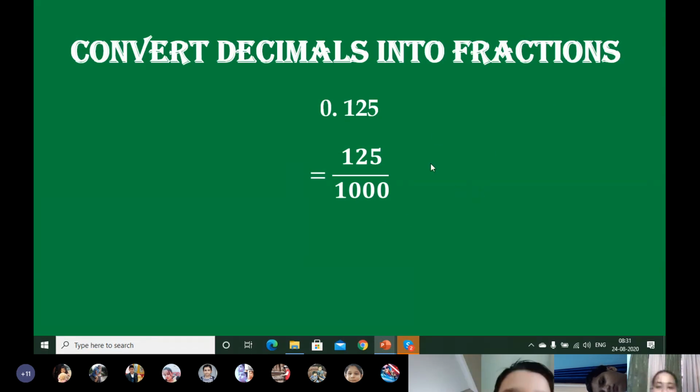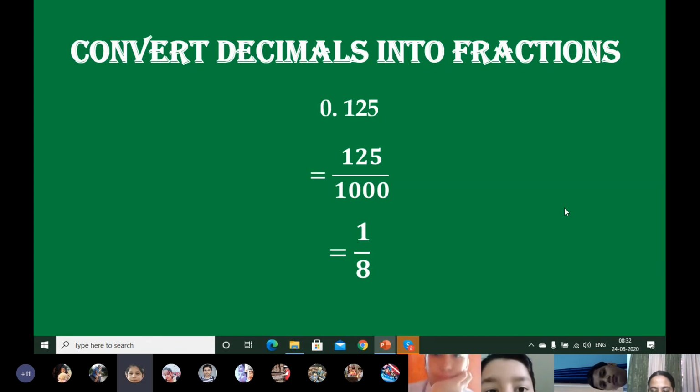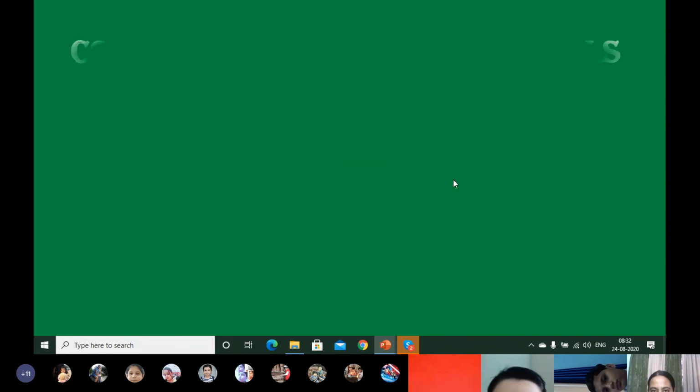So let me help you. 125 into 8 gives 1000. मतलब 125 को 8 से multiply करोगे तो 1000 होता है. So the answer is 1 by 8. If you divide 125 by 125 and 1000 by 125, you get 1 in the numerator and 8 in the denominator. Now it is in the lowest form. So you have converted a decimal into a fraction. Understood? Yes, ma'am.